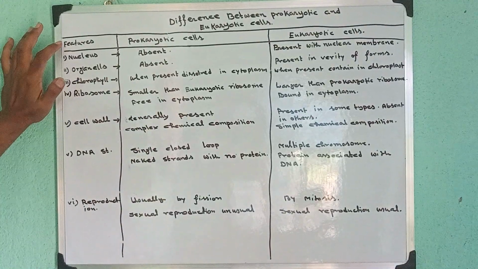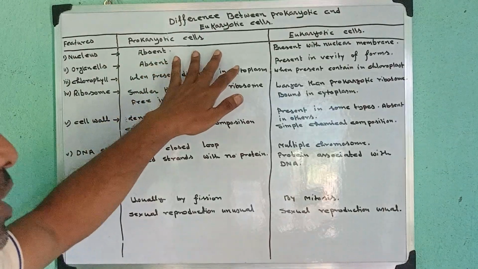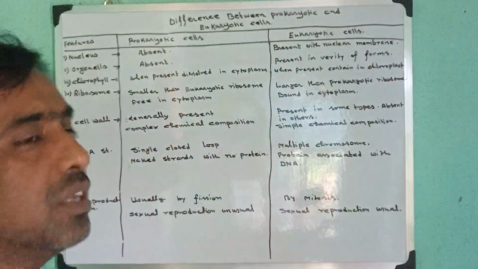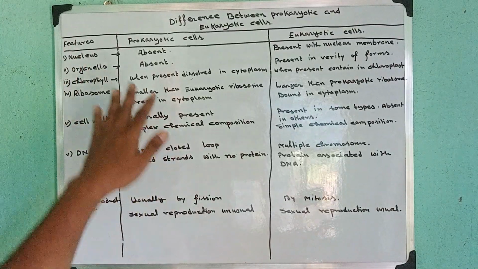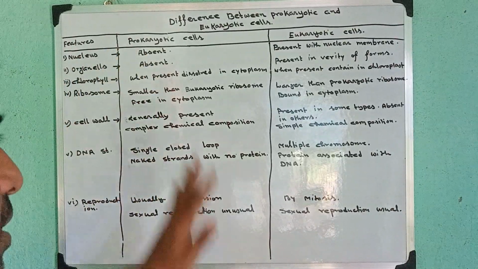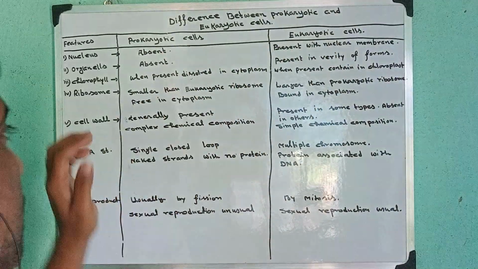There are three columns here. One is the features, number two is the prokaryotic cell, and number three is the eukaryotic cell. So there are different types of features, that means different characters related to the prokaryotic and eukaryotic cell.